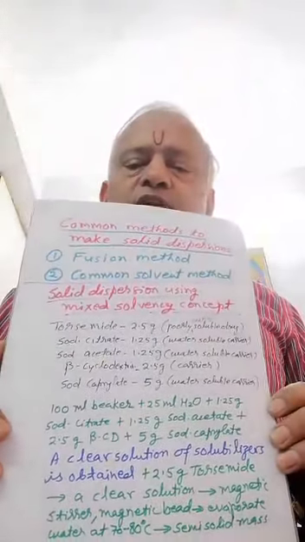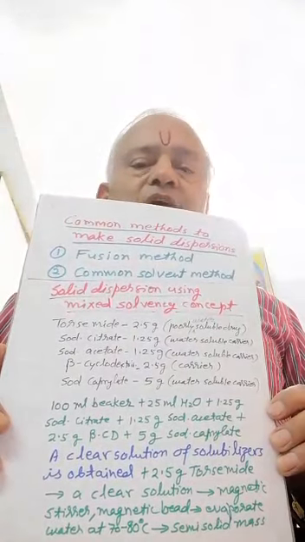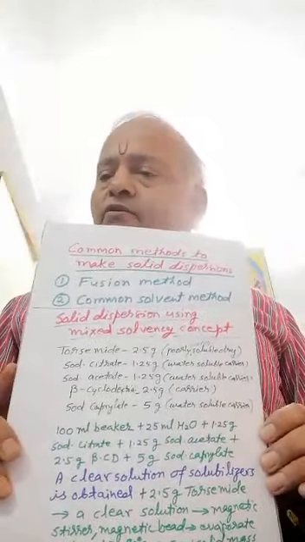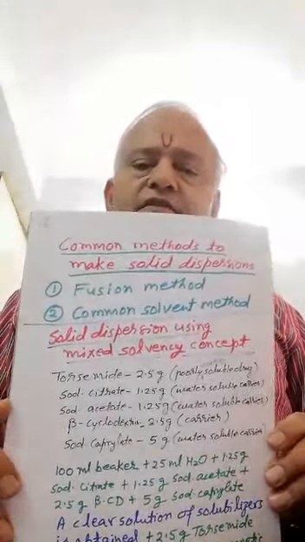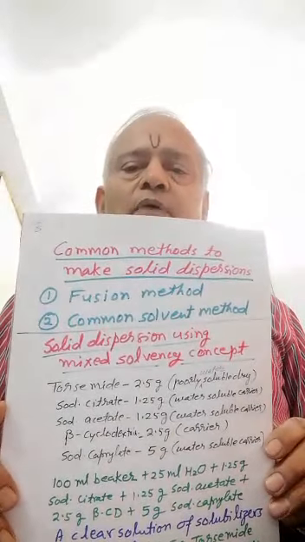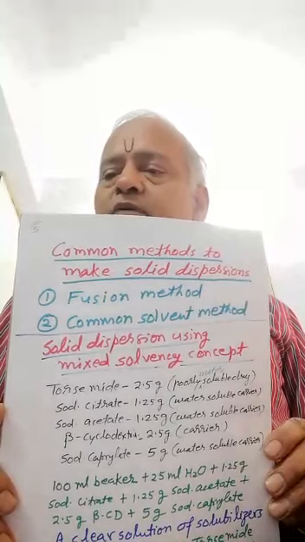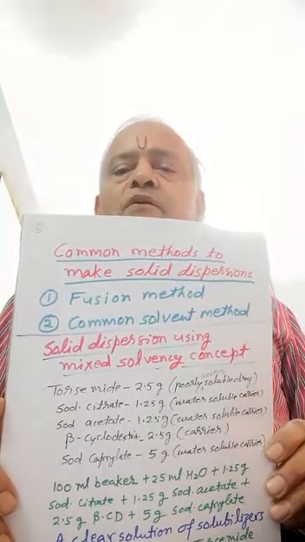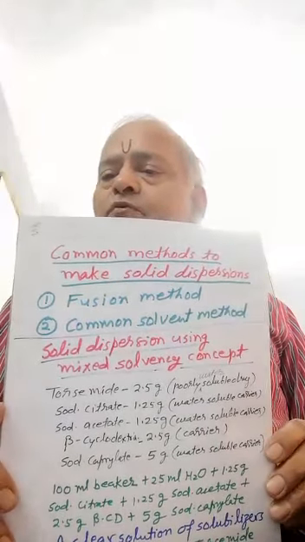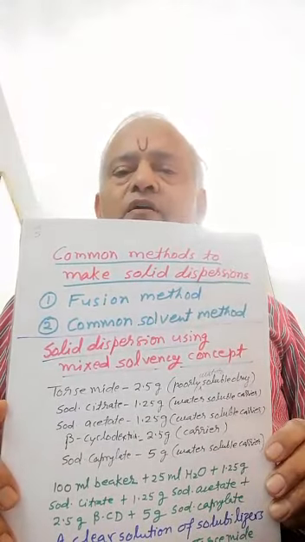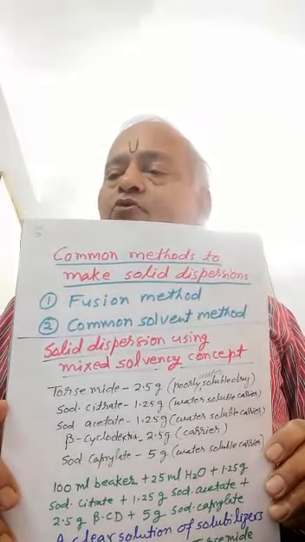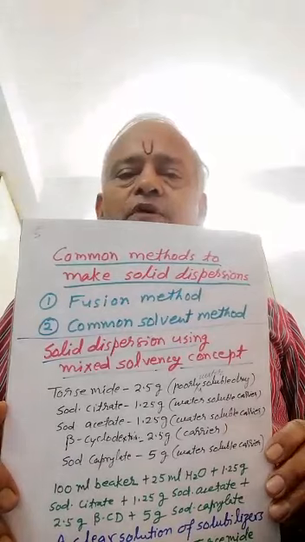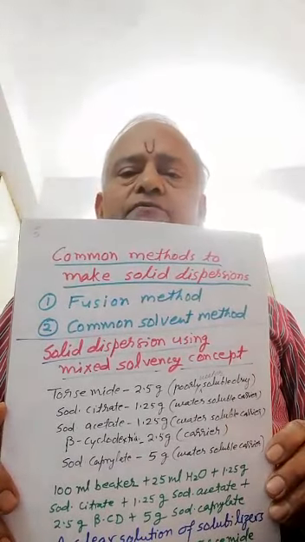Now I am going to discuss one example of the mixed solvency concept. The reference I have given, that research paper, you may read for the details. In this research paper we have used torsemide as the water insoluble drug, and sodium citrate, sodium acetate, beta cyclodextrin and sodium caprylate have been used as water soluble carriers. The formula for making the solid dispersion by the mixed solvency concept is torsemide 2.5 gram, sodium citrate 1.25 gram, beta cyclodextrin 2.5 gram, sodium caprylate 5 gram.